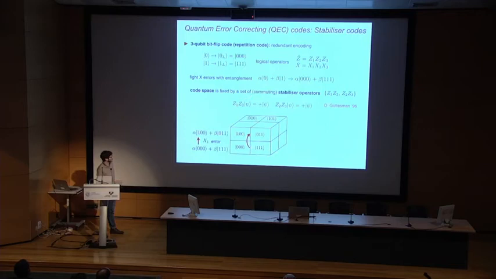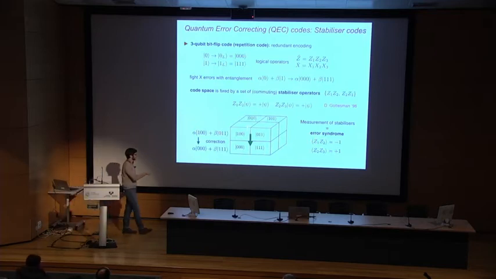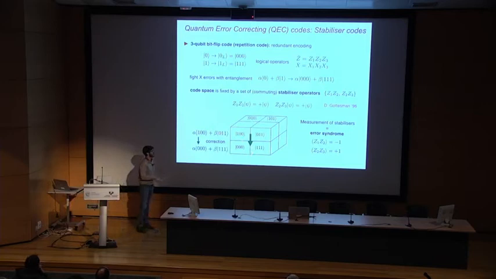Whenever an error occurs, imagine a bit flip error in the first qubit, it brings you to another subspace, and then just by measuring these stabilizer operators, which are products of Pauli matrices, you discover that this one gives you a -1 sign, whereas this one gives you a plus. So this allows you to know exactly that the error has occurred on qubit 1, so you can actually perform an error correction, and you are not affecting the information that was encoded.